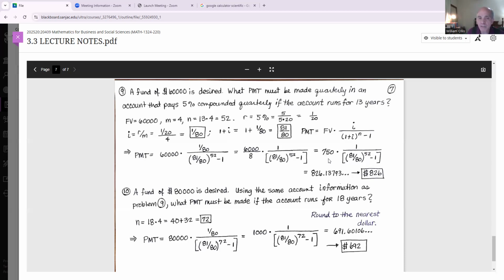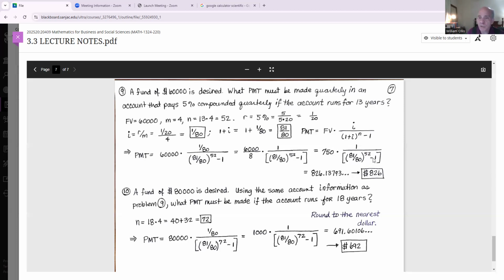So instead of having to input 1 over 80 and then divide by the expression in the denominator, then multiply by the 60,000, it might just be easier to try to combine some of these. Again, that's completely up to you. So now what we see is we have 750 times the reciprocal of this difference.